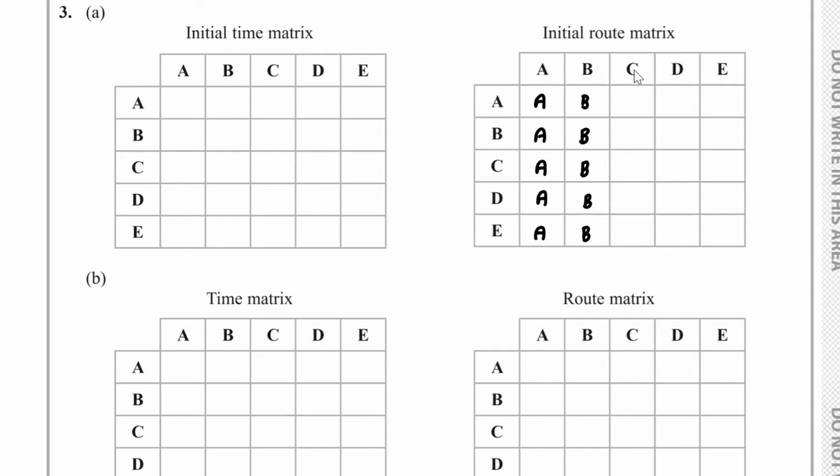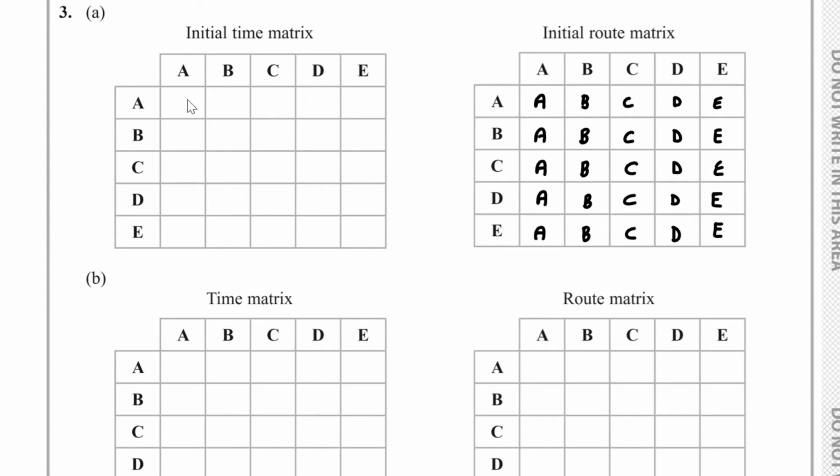For the column headed by C, the entries are C. For the column headed by D, the entries are D. And for the column headed by E, the entries are all E.